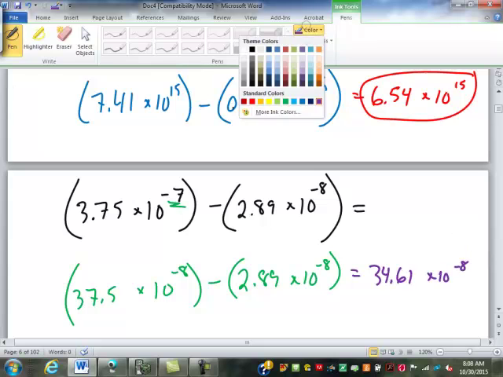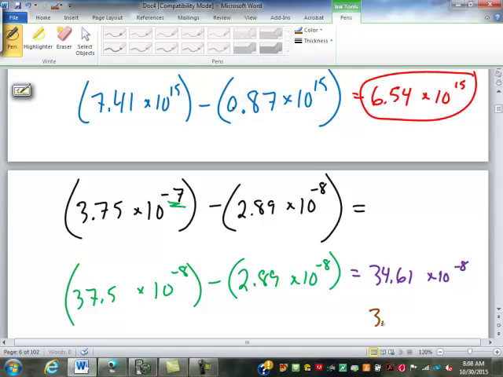Now we can't leave it that way. 3.461 times 10 to the... This gets smaller, power gets bigger. Negative 8 plus 1 is negative 7. So you just have to adjust later.